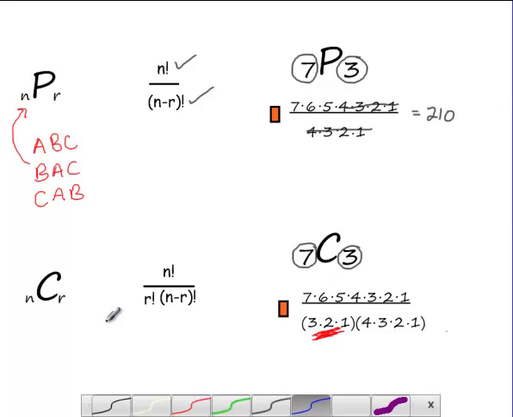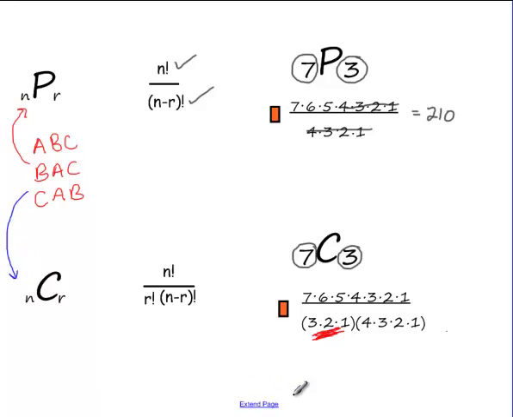A combination says, chill out. What's the difference between A, B, C, B, A, C, C, A, B? They're all the same 3 letters. So a combination is dividing out over here what it sees as the same because it thinks it's no big deal. So you're going to get a smaller answer with combinations than permutations. So again, 4, 3, 2, 1 cancels out with 4, 3, 2, 1. But now 3, 2, 1, which is 6, will cancel out with this 6, and it will see only 35 different combinations.